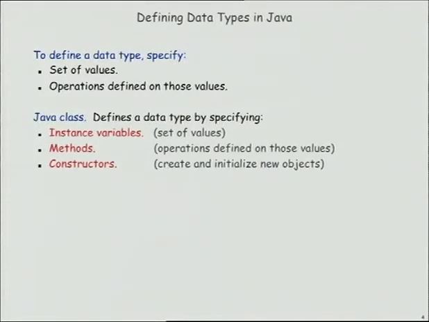The instance variables are the set of values that you have. That's the underlying data of your data type. Then the methods are the operations on that, like plus and minus in the case of integers, but of course we have more advanced data types at this point. So now you will define your own methods, your own operations on these things. And then finally constructors are the way of creating, of instantiating, an object.